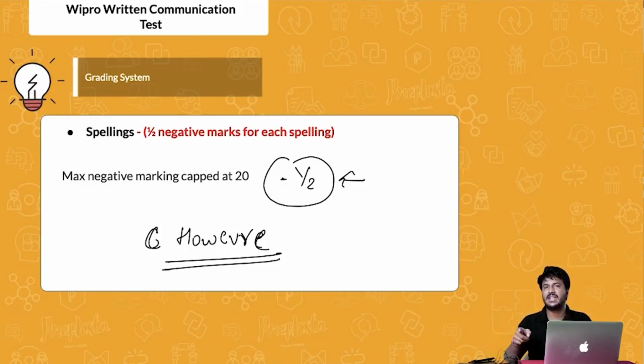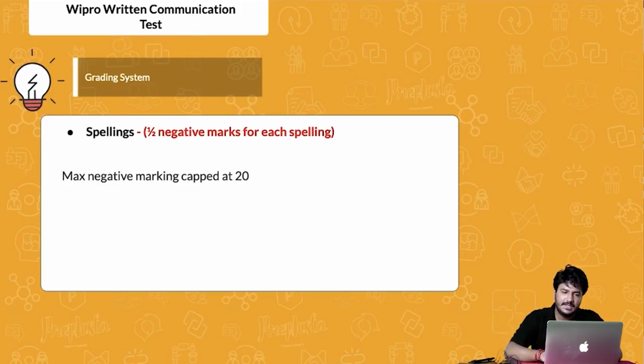You get 1 question, and the time given for it is 20 minutes, right? So avoid spelling errors. The maximum negative marking for spelling is capped at 20 marks. So if you make 40 spelling errors, which is a disaster though, the maximum marks that will be deducted would be minus 20, right? So let's move ahead to the next one.